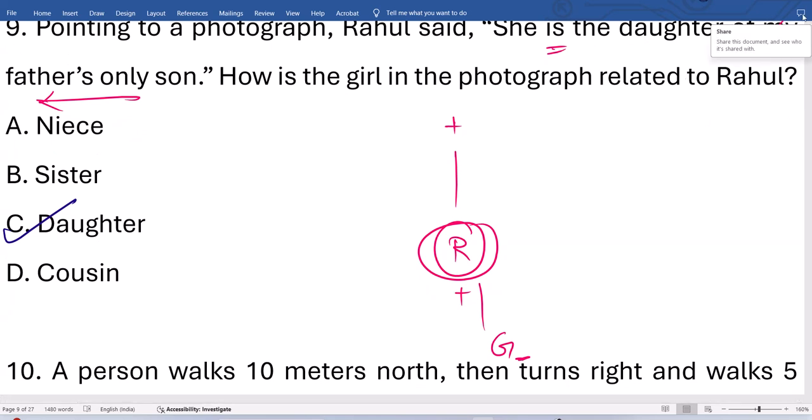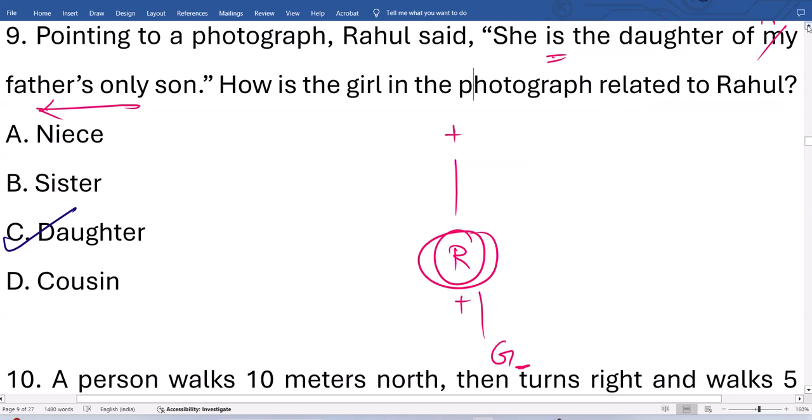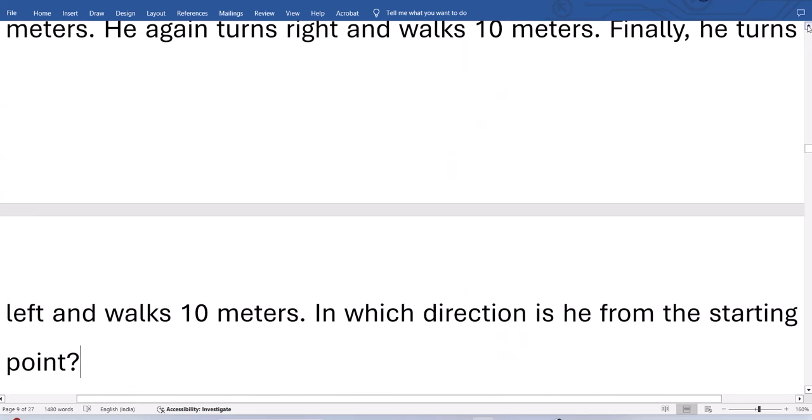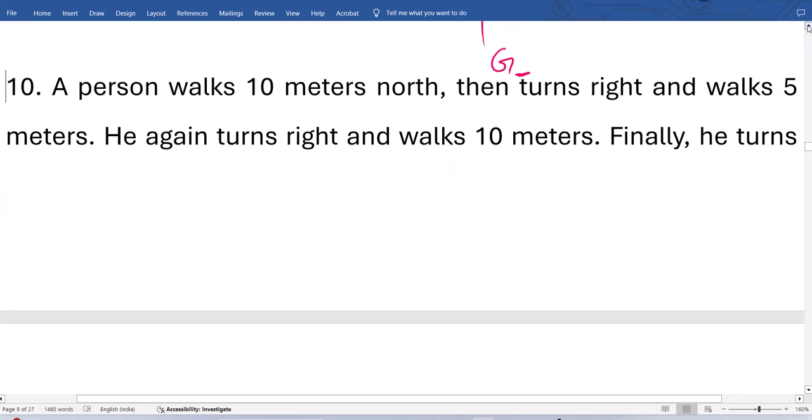She is the daughter of my father's only son. A similar question was given in the SSC exam as well, but they said Jack instead of Rahul. Jack introduced a girl saying, she is the daughter of my father's only son. The same question is there in the SSC exam also. Now see the 10th question.